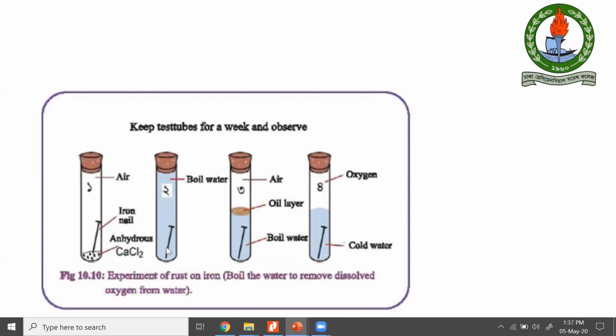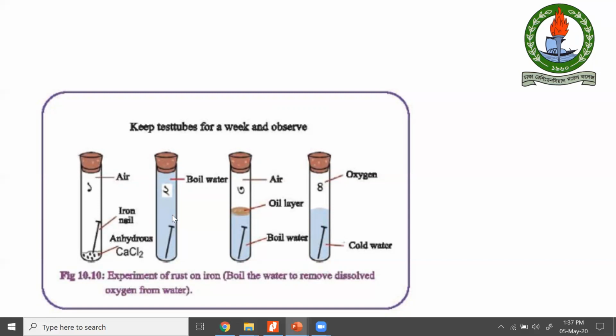In the diagram, we see some test tubes. We have 4 different test tubes here: the first one, second, third, and fourth. All the test tubes are sealed. In the first test tube, we have an iron nail, some anhydrous calcium chloride (CaCl2), and air is present inside the test tube.